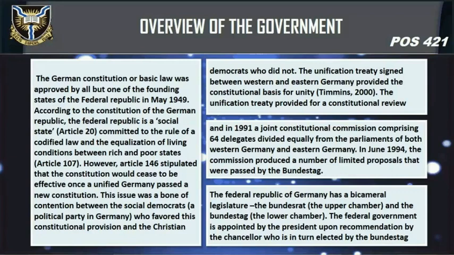In June 1994, the Commission produced a number of limited proposals that were passed by the Bundestag. The Federal Republic of Germany has a bicameral legislature, that is, Bundesrat, the upper chamber, and the Bundestag, the lower chamber. The federal government is appointed by the president upon recommendation by the chancellor, who is in turn elected by the Bundestag.